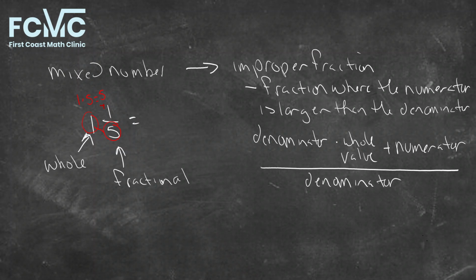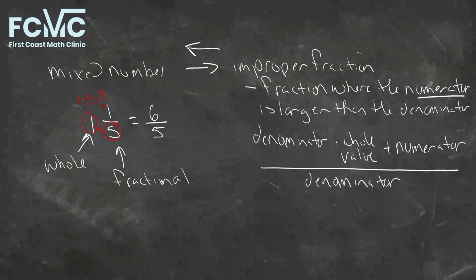So if I continue this example, we know 5 times 1 is 5, plus 1 is 6, and our original denominator is 5, so our improper fraction is going to be 6 over 5. And we have an improper fraction now because our numerator 6 is larger than our denominator 5. Now we can convert this back from an improper fraction to a mixed number by doing some division.